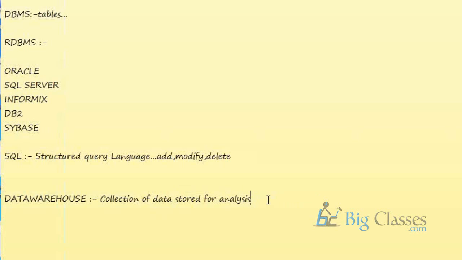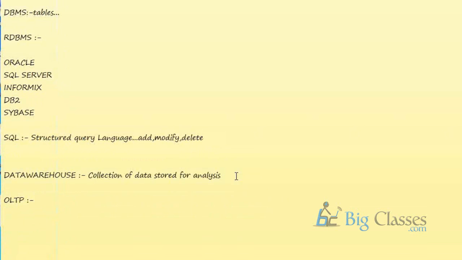Before we step into the data warehouse, we need to understand the real world applications we have. We have different types of applications. One is called an OLTP application, and the other type is OLAP applications. OLTP means online transaction processing system. Why do we call these applications OLTP, or what kind of applications are called OLTP applications?